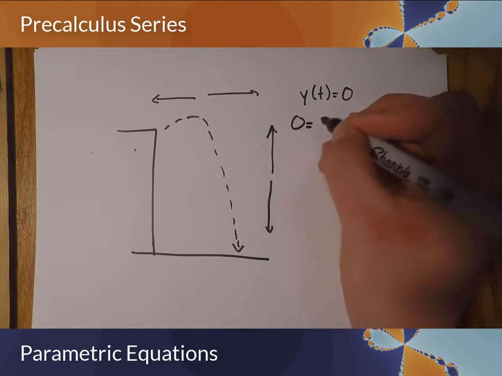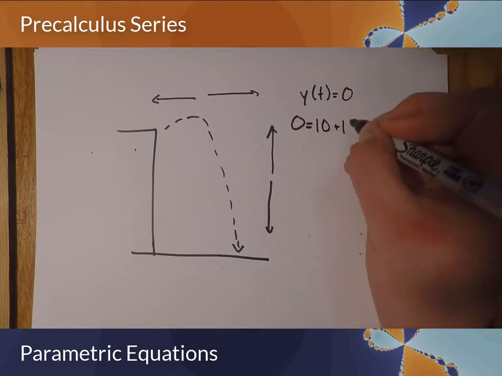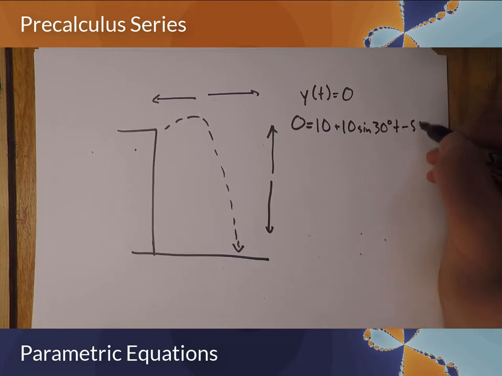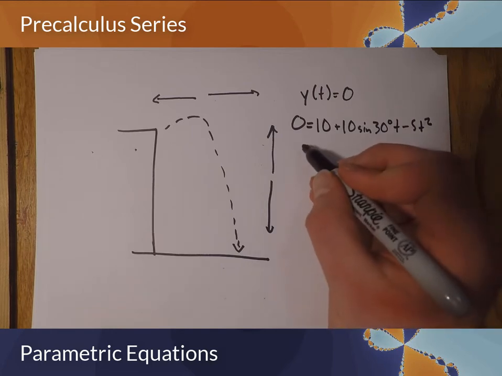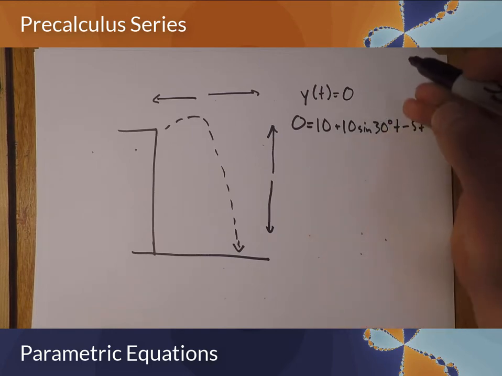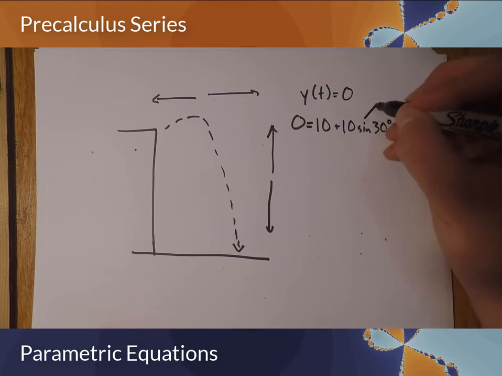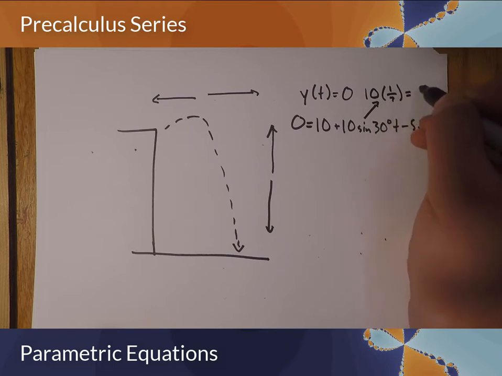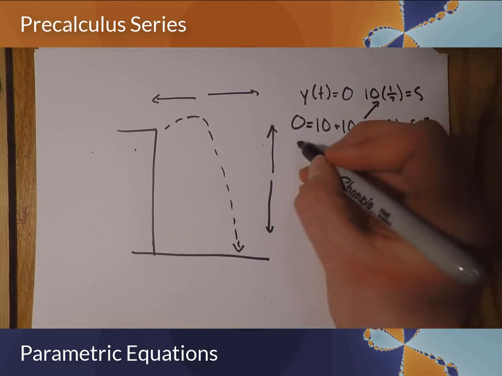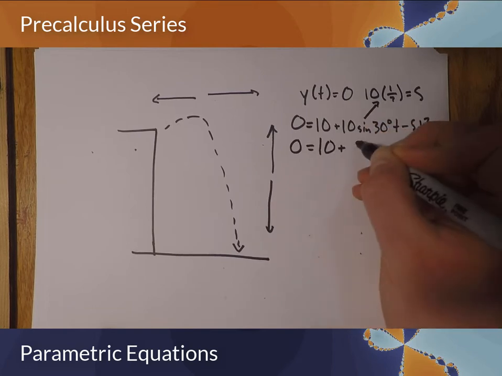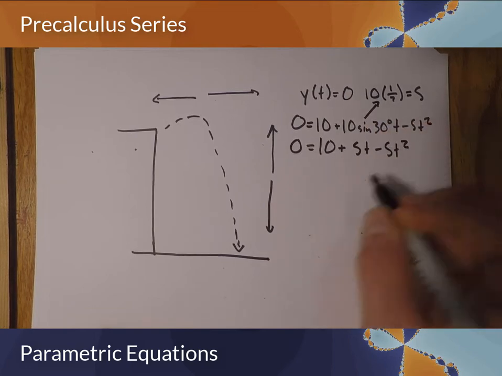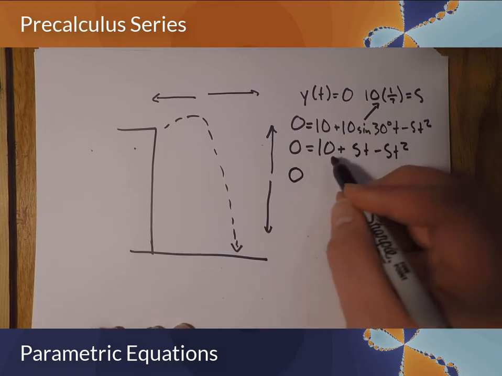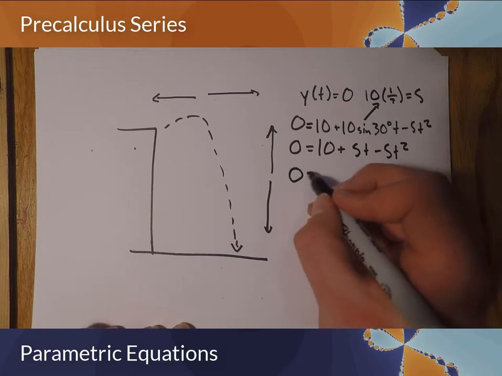So 0 is equal to 10 plus 10 times the sine of 30 t minus 5t squared. And then just to simplify it so it's easier to factor, since sine of 30 is equivalent to 1/2, we're just going to replace this with 5. So I'm going to rewrite this again as 10 plus 5t minus 5t squared. And so what we're going to do is factor it and find when t makes this whole position function go to 0.